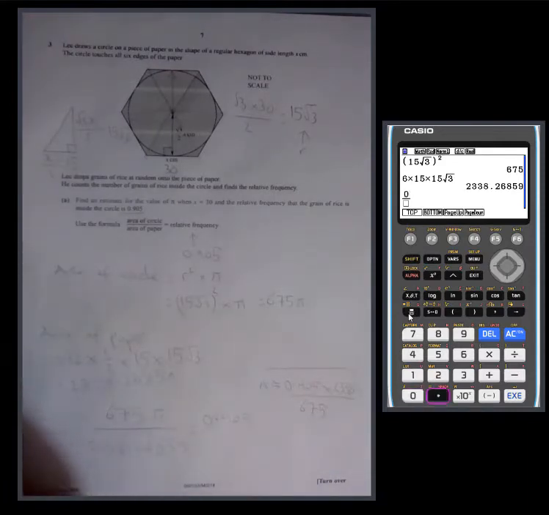So 0.905 times 2338, trying to use all the accuracy of the numbers. Actually, I probably should have used the ANS key, but it's a bit late now. Do look for opportunities where you can do that. It saves you doing what I'm doing now. It's 26859, all over 675, should leave us with pi.